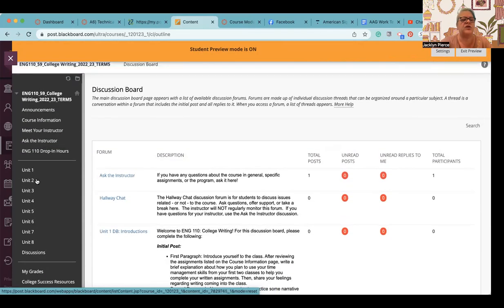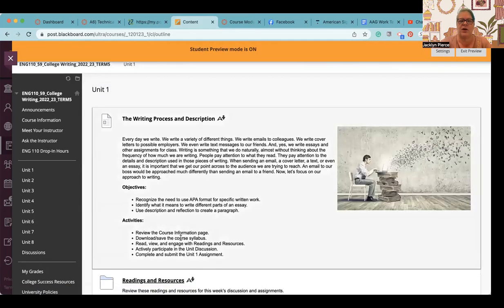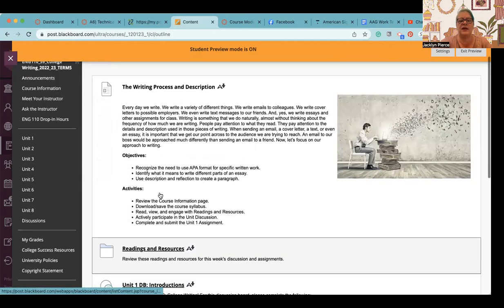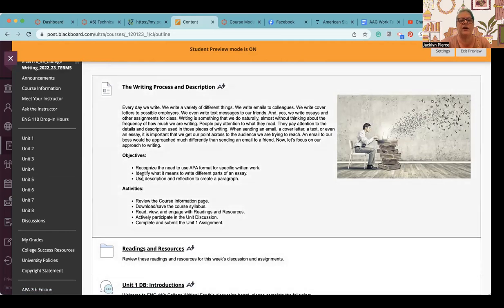All right, so let's open Unit 1 because that's where we are today. The units are all going to look similar. They're going to start with an overview and a list of the activities that are going to occur during the unit. You will then proceed, and you should do these in order. You should read through this very carefully.